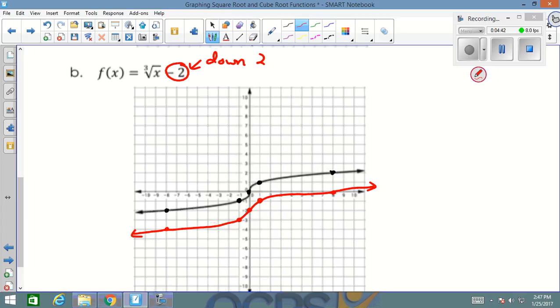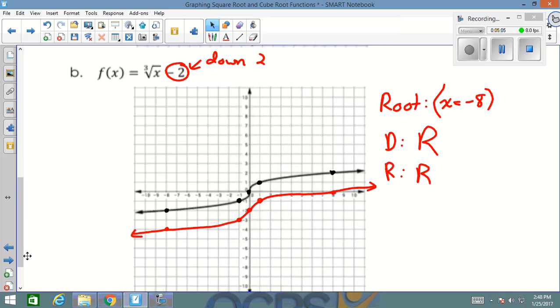Obviously, our y-intercept is negative 2. We have a root, in this case a root that touches the x-axis. So our root is at x equal to negative 8. That's our root. Our domain is again all real numbers, and that's what a giant R like that stands for, all real numbers. Same with our range, it's all real numbers because the arrows are in both directions.